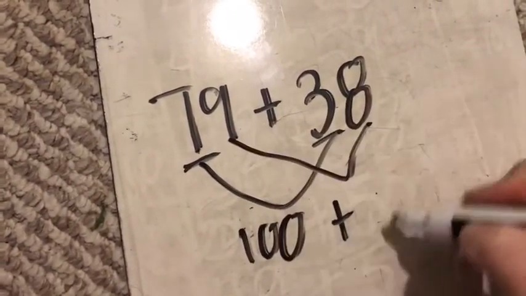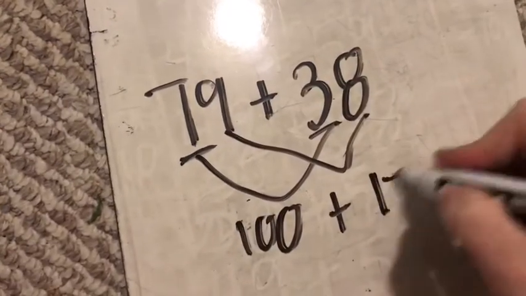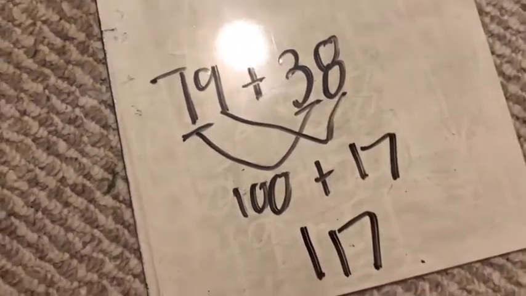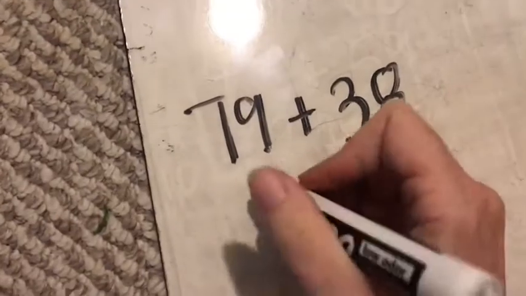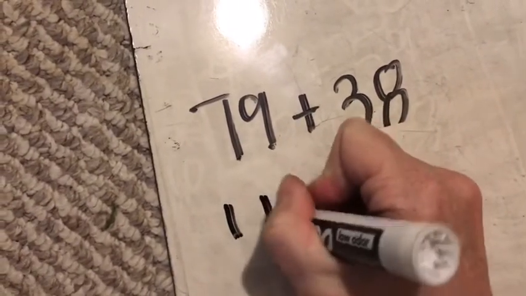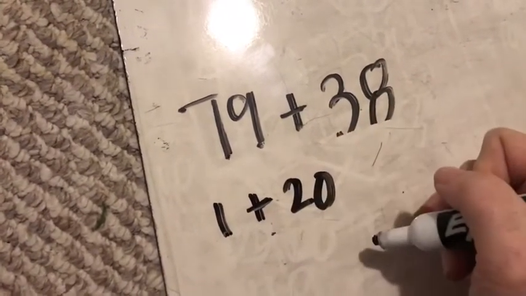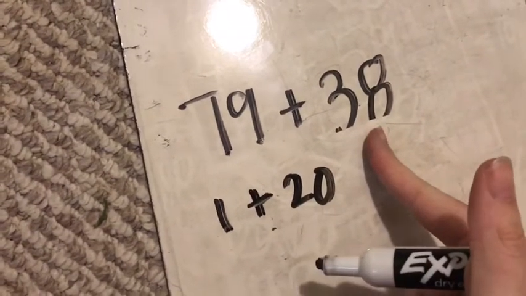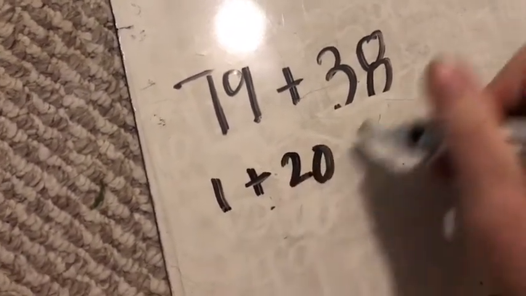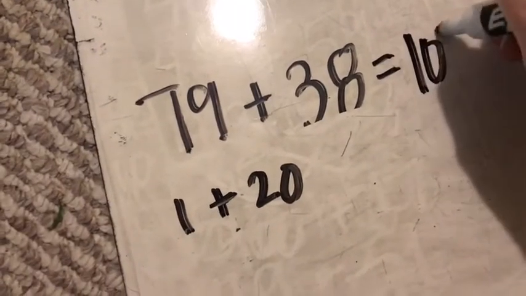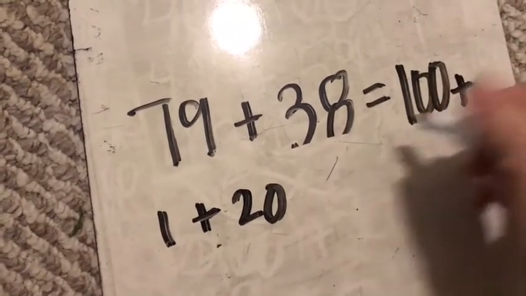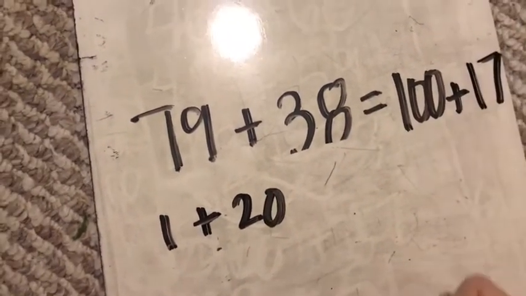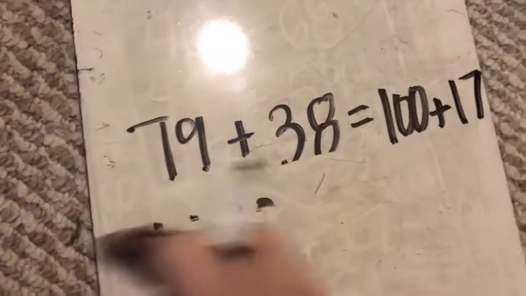And then 9 and 8. Well, 8 and 8 is 16. 1 more is 17. So that's got to be 117. I can do that in my head. Or you might think about it like this. All right, well, 79 plus 1 more would get me to 80. Plus 20 more will get me to 100. So if I take 21 off of 38, I can change this problem into an equivalent problem. 100 plus, take off 20 would be 10, and take off 1 would be 7, and that's 17. And guess what? That's still 117.